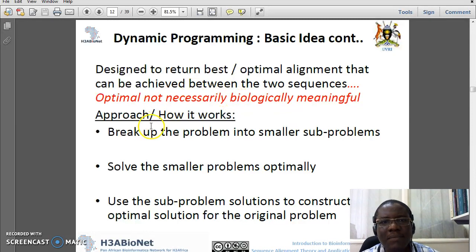Also, at the same time, the approach works in a way that it keeps the comparisons manageable by carrying out the problem in a stepwise manner. And this is how it does it. It breaks it up into smaller sub-problems. It solves the smaller problems optimally, and then it uses the sub-problem solutions to construct an optimal solution for the entire problem. That's the gist of dynamic programming for sequence alignment.